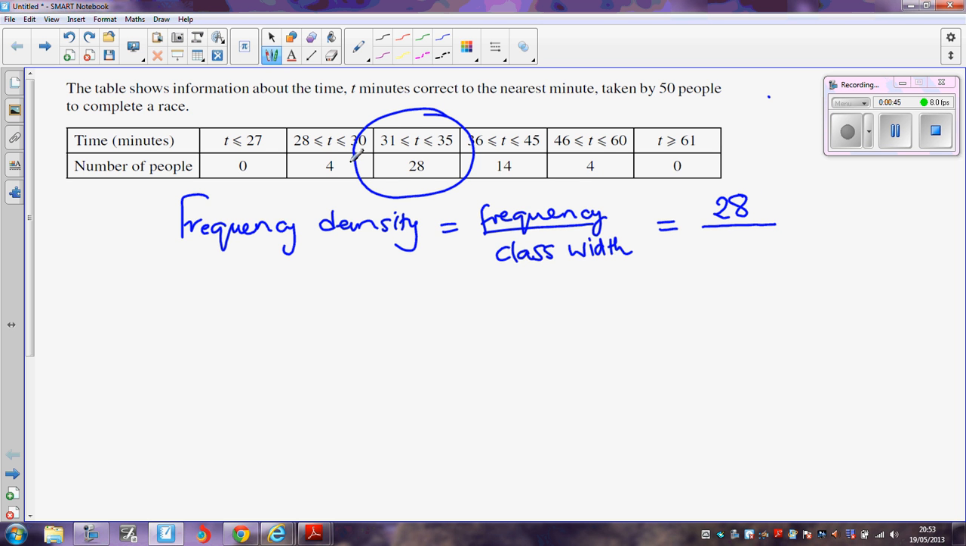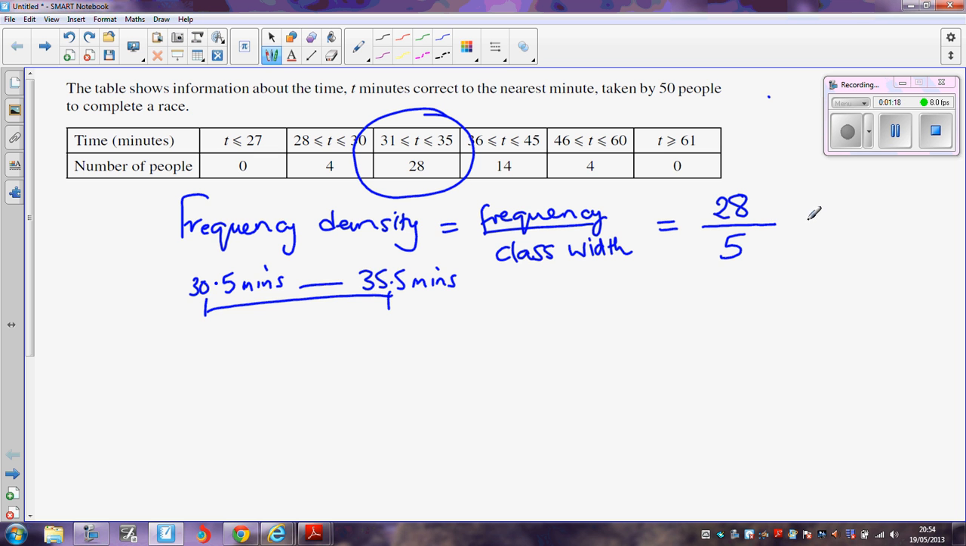The class width, though, we have to be careful, because this group goes from 31 to 35, but there are gaps between the groups. The previous group stops at 30, this one starts at 31, but we're talking about time in minutes, so the times must have been rounded to the nearest minute. So in fact, this 31 to 35 group actually goes from 30.5 minutes right up to 35.5 minutes. So the class width, the difference between 30.5 and 35.5, is actually 5.